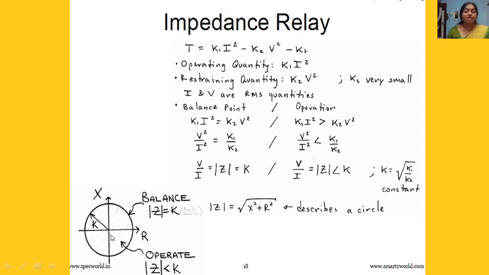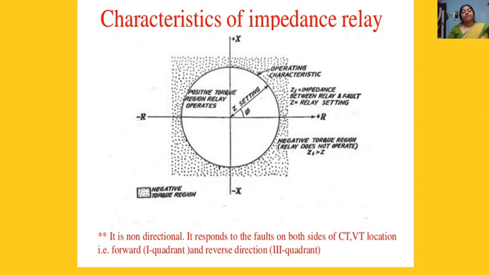But as you can see, these characteristics cover all four quadrants. So this relay is a non-directional relay, because it sees the fault in the reverse direction also. So we require a directional feature in the impedance relay. We require an additional directional unit in this.